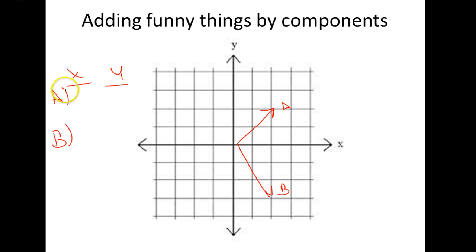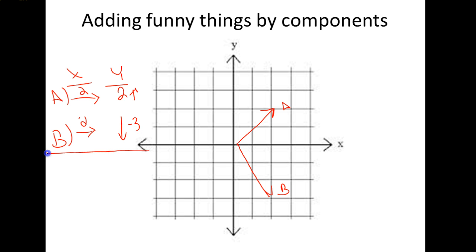For A, it's got an x component of 2 to the right, and it's got a y component of 2 in the upward direction. For vector B, it also has an x component of 2 to the right, but it has a y component of -3 in the downward direction, which is what that negative indicates.